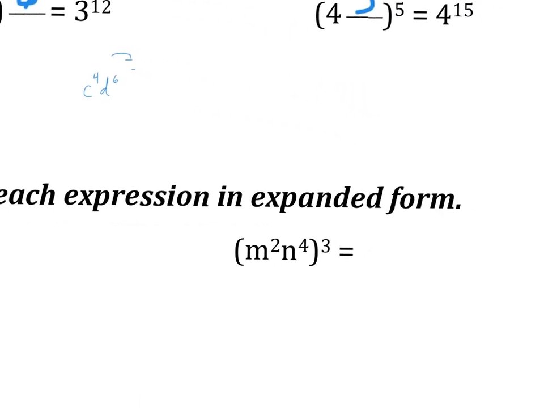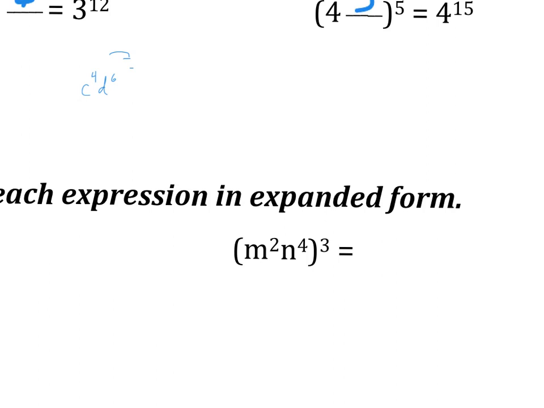Let's go over here. Maybe pause the video for a second, see if you can do this one by yourself on a piece of paper, and then resume to check your answer. What you would get is m to the 2 times 3 is 6, and n to the 4 times 3, which is 12.